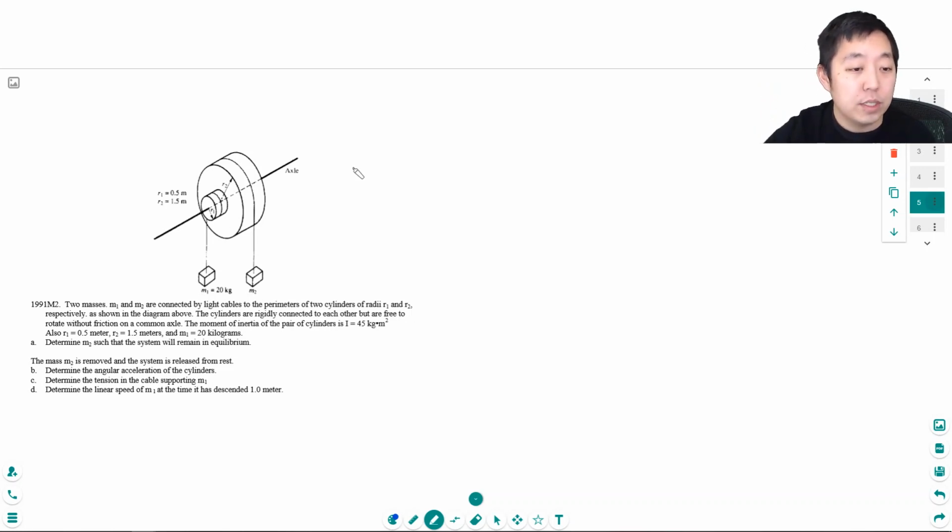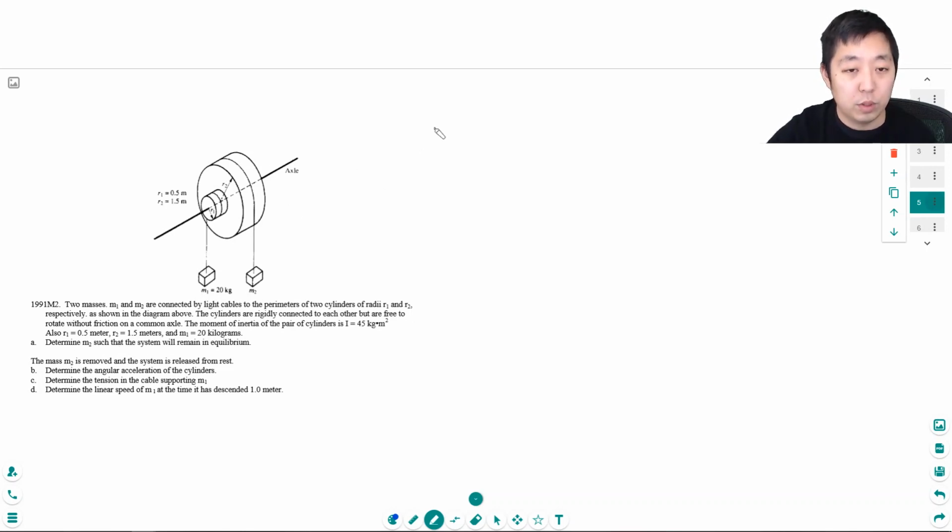So I have two masses, M1 and M2, connected by light cables on the perimeters of two cylinders, radii R1 and R2. This is a really confusing picture. I don't like this perspective. The cylinders are rigid and connected to each other but are free to rotate without friction on the common axle. The moment of inertia, or rotational inertia, of the pair of cylinders is I equals 45 kilogram meters squared. Determine M2 such that the system will remain in equilibrium.